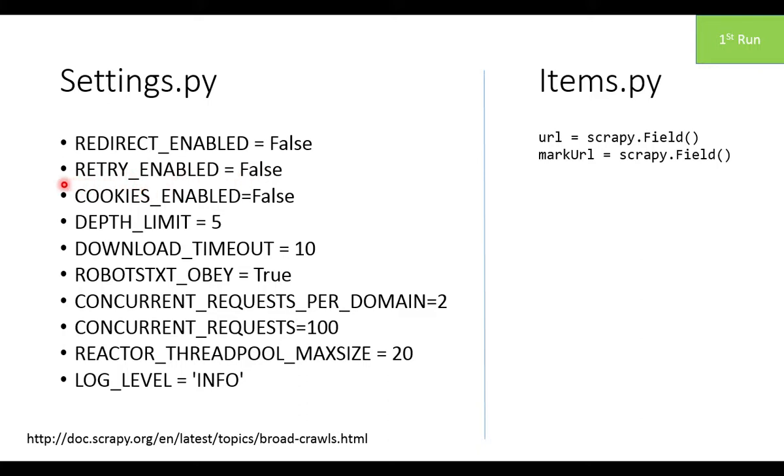We want to disable retries as well. So if it didn't work the first time, we don't want to waste too many resources making requests. This again is a broad crawl, so there's really no reason why we need to enable cookies. Enabling cookies does have a resource overhead, so it's been disabled. I have also restricted the depth limit. In case we come across websites that have lots and lots of content, we want to make sure that the spider doesn't spend eternity within these sites. So I'm having a depth limit of 5.